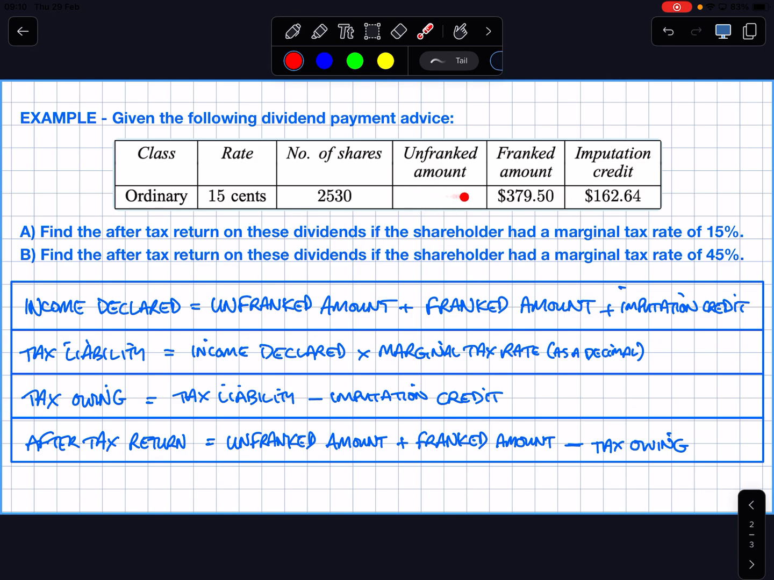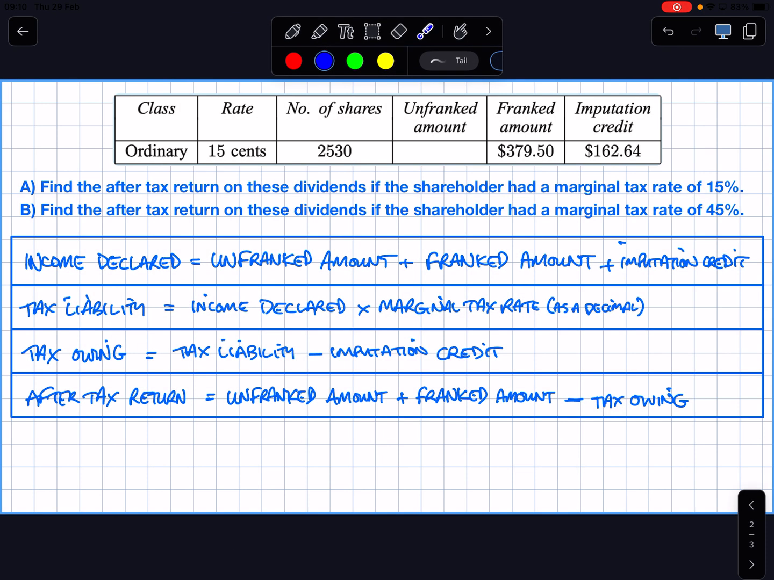Notice that there's no unfranked amount. Some of your exercises in the DI will have both of those. Don't get fooled, just use my formula, okay? Just use what the formula says and you'll be right. So, find the after-tax return on these dividends if the shareholder had a marginal tax rate of 15%. Can I use these formula out of order? I must use them one after the other.